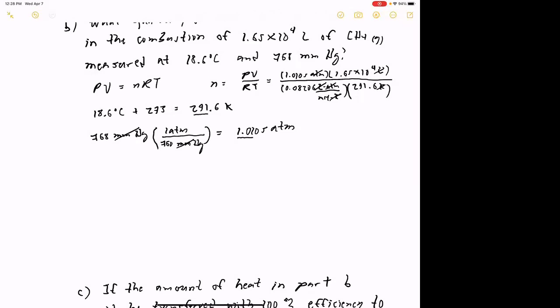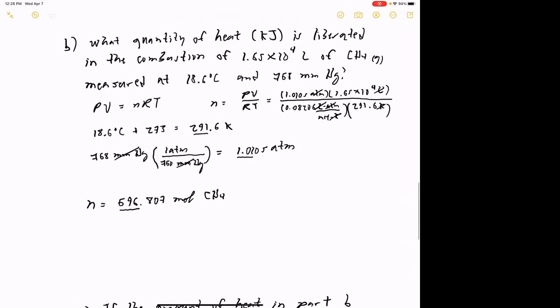Moles are in the bottom of the bottom. Okay, so when I work this out, my N ought to be 696.807 moles of CH4. And that should be good to 3 sig figs. So we'll just underline that to keep track.